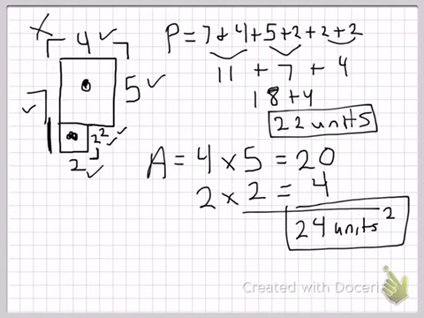I count 1, 2, 3, 4, 5, 6, 7, 8, 9, 10, 11, 12, 13, 14, 15, 16, 17, 18, 19, 20, 21, 22, 23, 24. So my answer checks out, it makes sense, and I'm good to go.